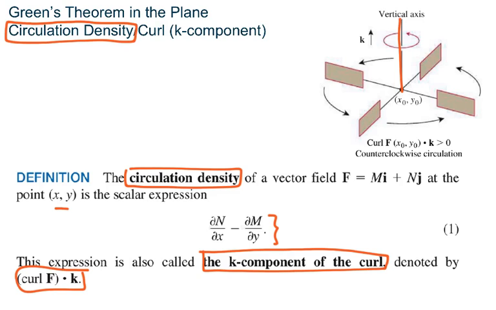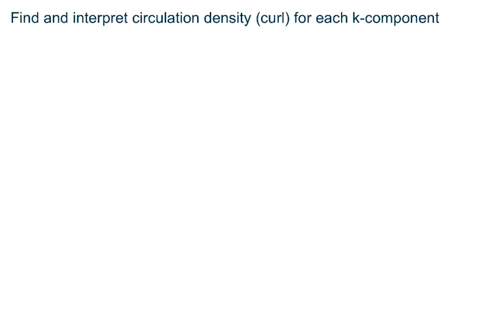So let's look at some examples and consider some vector fields and try to think about what that visually means when we calculate the curl. In these examples, we're going to find and interpret the circulation density or the curl for each K component.